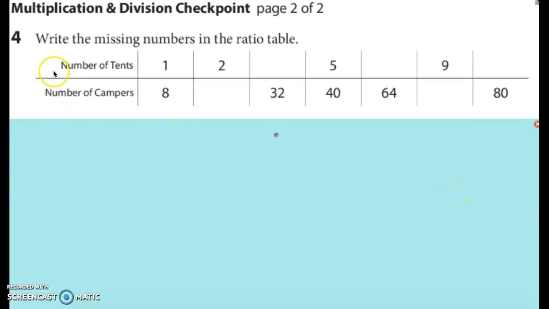Number 4. Write the missing numbers in the ratio table. This ratio table shows a number of tenths and a number of campers. The number of tenths is listed along the top of the ratio table. The number of campers is listed along the bottom. There are multiple missing numbers in our ratio table. Some parts of our ratio table have numbers for both tenths and campers. Use the information provided to help you fill in the missing parts of our ratio table. Please pause the video now and complete number 4.